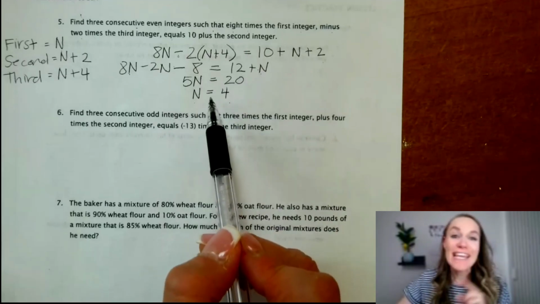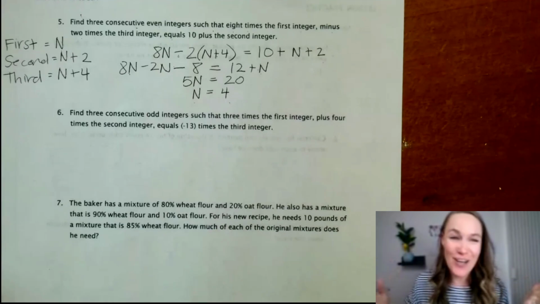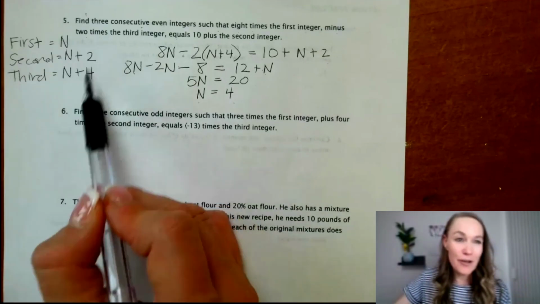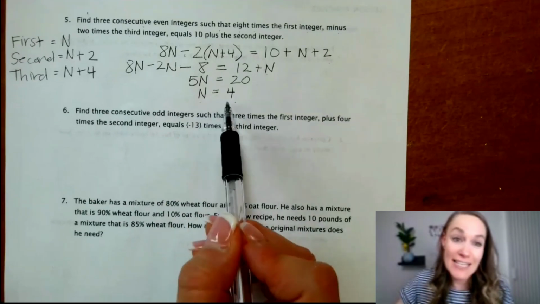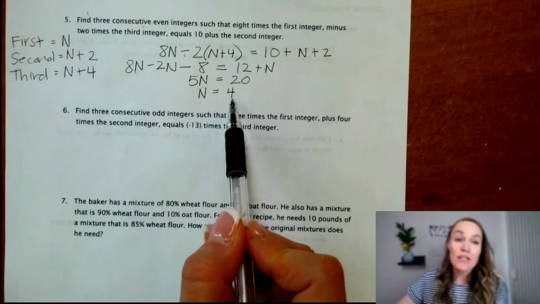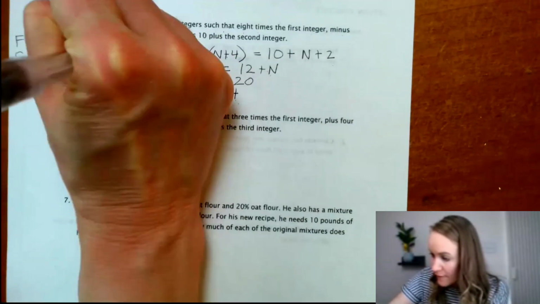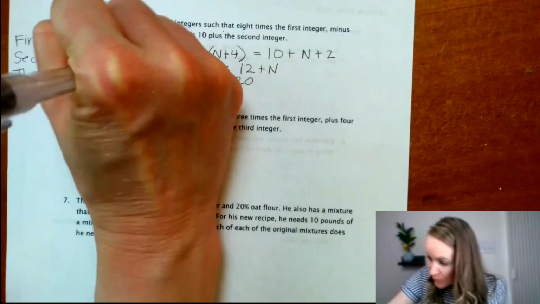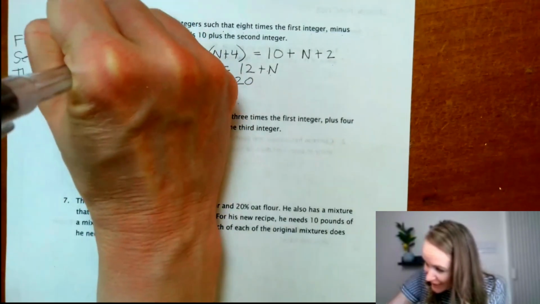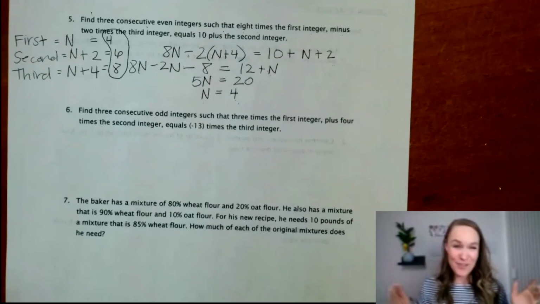Okay, so is this my answer? Good, I hope everyone said no. I need to plug it in up here and find all of my consecutive integers. Now, the first thing I ask is, is this even? Yes. So it came out evenly, so that's good. n equals 4. That means n plus 2 would equal 6, and n plus 4 equals 8. So these are my answers. So great job.